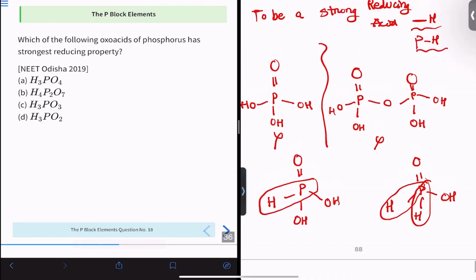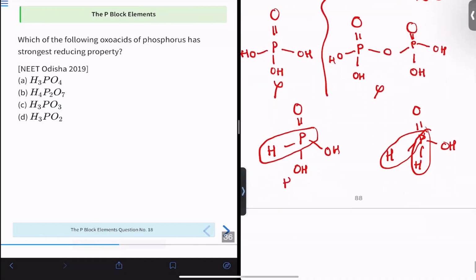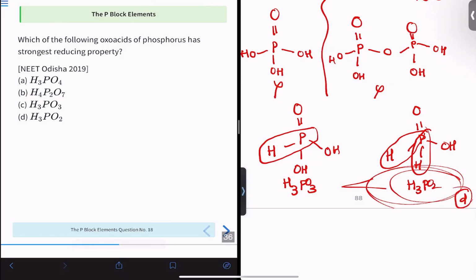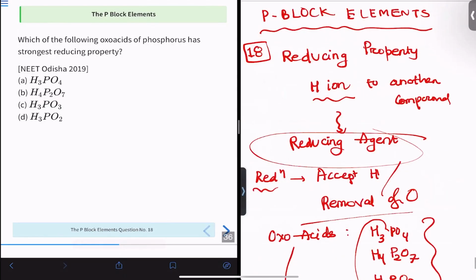Okay. So which one of these two will be the strongest? Obviously, the one with more P-H bonds. That is H3PO2, the strongest reducing agent. Option number D, H3PO2. Since it has more P-H bonds, it is the strongest reducing agent.